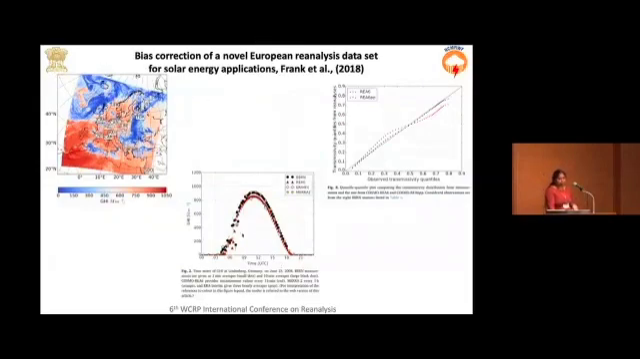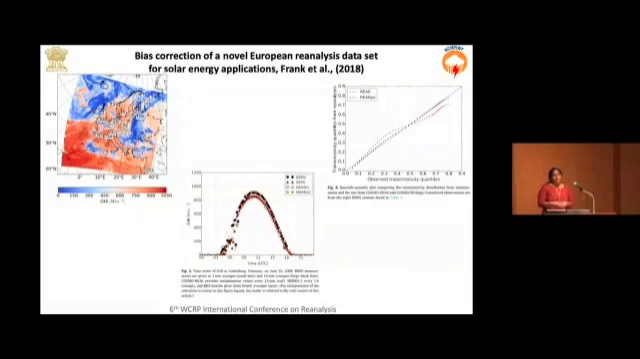So these are the results from that particular study, Frank et al. 2018, over Europe. Here we can see that they have used the baseline observations and the regional reanalysis, then ERA-Interim and MERRA-2. Here we can see that MERRA-2 is matching with the observation, but the problem is MERRA-2 is hourly data, but for solar energy applications, they need data at least at a 15-minute interval.